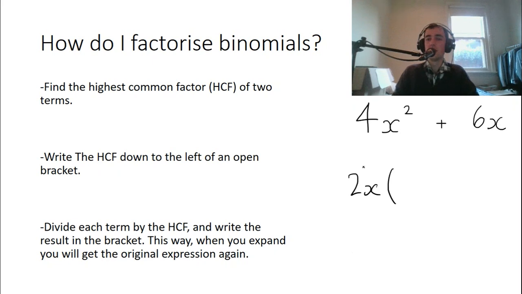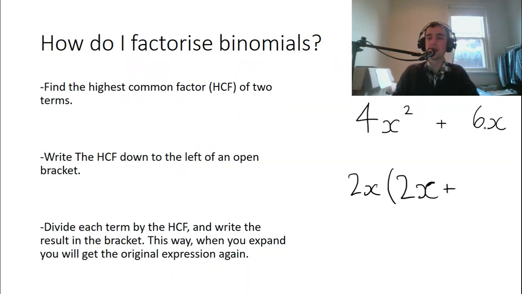So we divide 4x squared by 2x. So when you divide 4 by 2, you get 2. And you divide x squared by x, you've got x. And if that's a little bit too complicated, you can also think, well, what do I have to times 2x by to get to 4x squared? You have to times 2 by 2 to get 4. You have to times x by another x to get x squared.